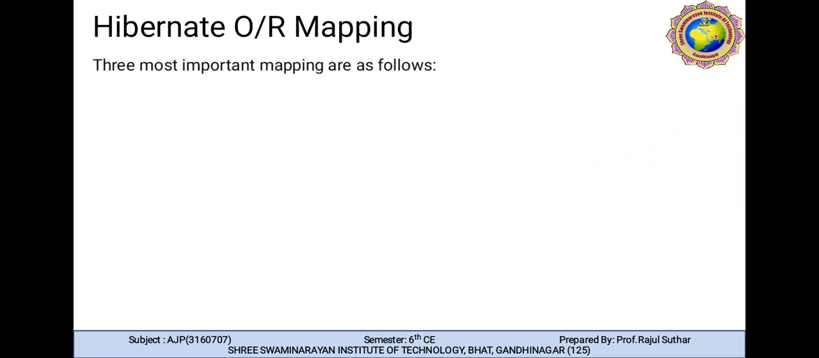Let me check the Hibernate ORM mapping. How can we map object relationship mapping in Hibernate? This type of question is most important regarding the GTU exam. Every time this type of question is asked in the exam. The three most important mappings are collection mapping, association mapping, and component mapping.